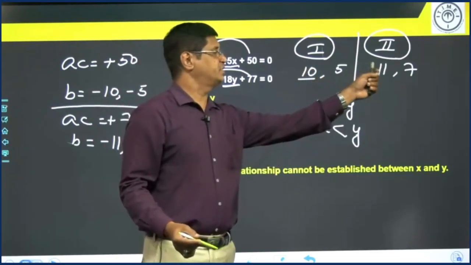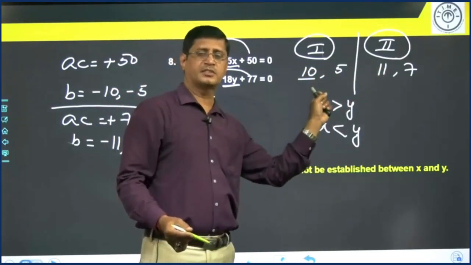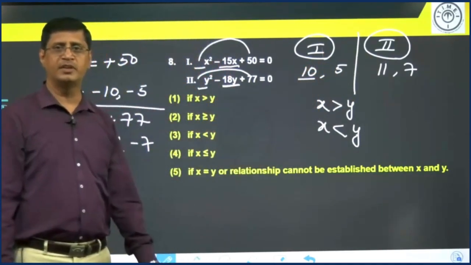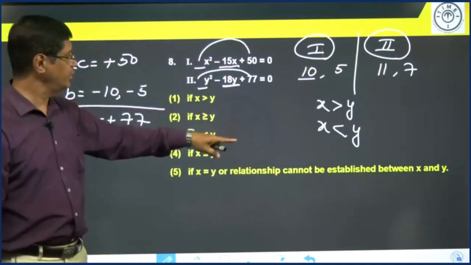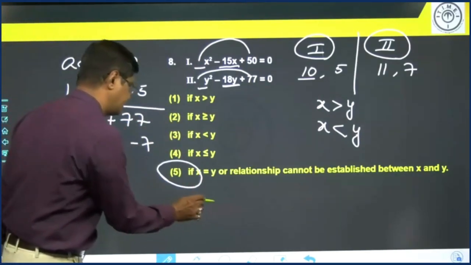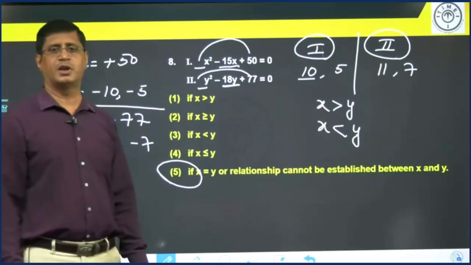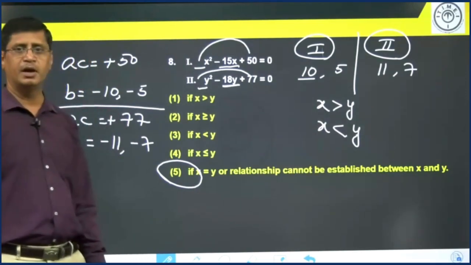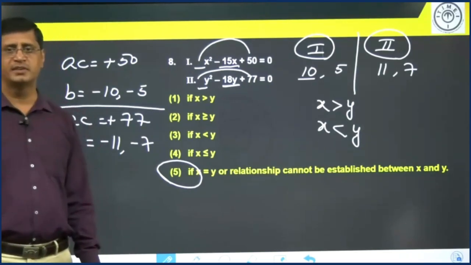When 10 is compared with 11, it is less. When 10 is compared with 7, it is more. So, one time it is more, one time it is less. So, what is the combination here? There is no such combination. So, the right answer: relationship cannot be established. So, the right choice is option number 5. The fifth choice is the right answer.